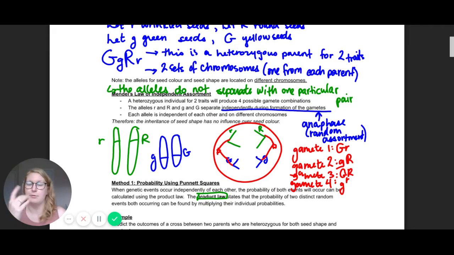Those are for the shape. Those are, again, on the homologous chromosomes to one another. And then here I have small g and large G, again, homologous chromosomes to each other.